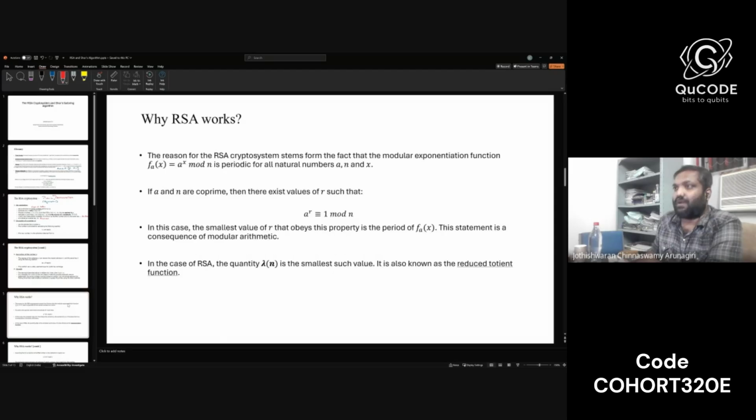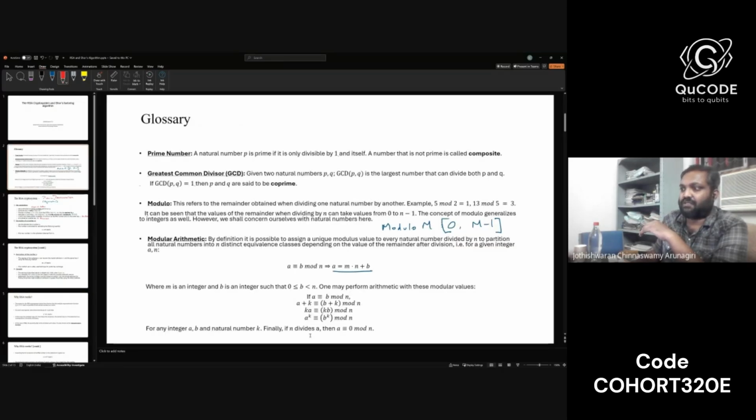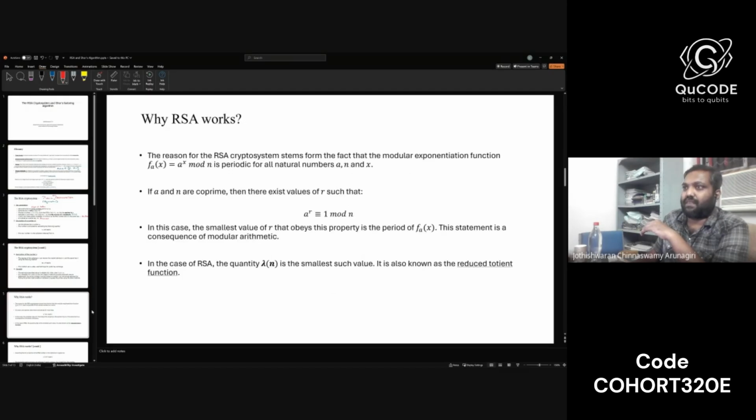Okay. Now, why does RSA work? RSA works because of the properties of what is known as the modular exponent function. Essentially, this thing that I've shown here. So this is the modular exponent function.